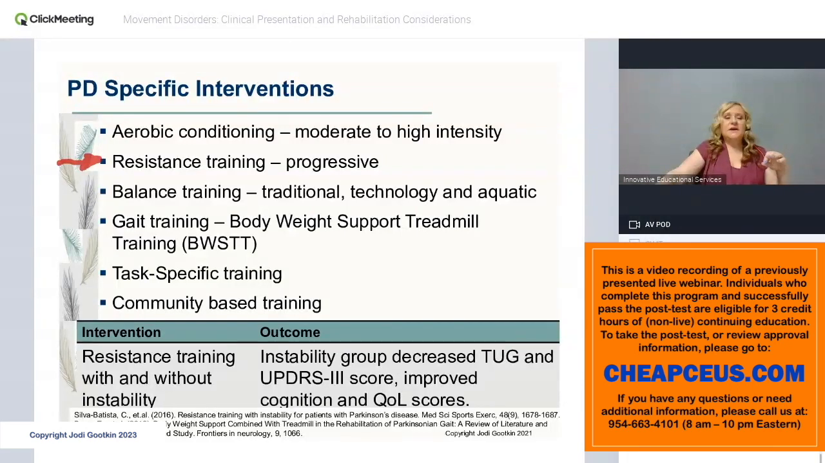One study that I found, because we all know the basic exercises, and I wondered, you know, how can we challenge our patients more with Parkinson's disease?